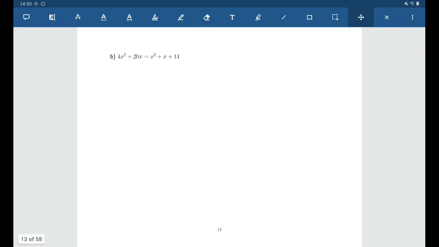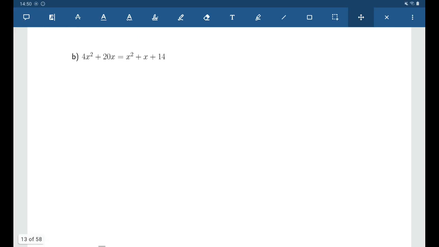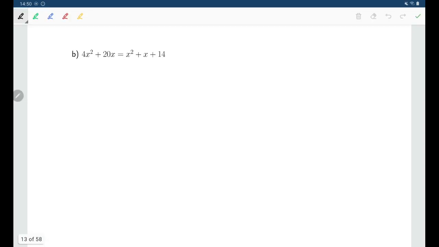Another one to solve, and for this one again, before we start thinking about factoring, we'll want to first rewrite things so that we have all of our terms on one side. So I'll move everybody from the right side of the equation off to the left side. And when I do that, I'll have on the left side now 3x squared. I'll have 19x minus 14, and that's equal to 0.